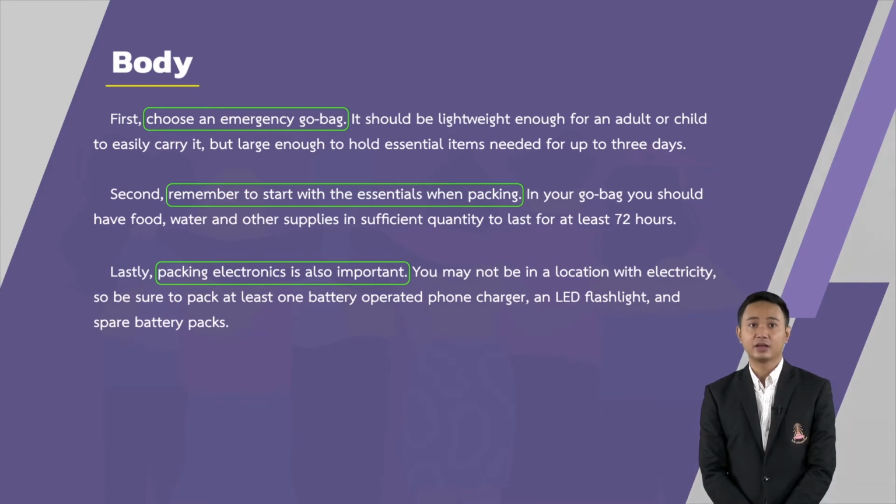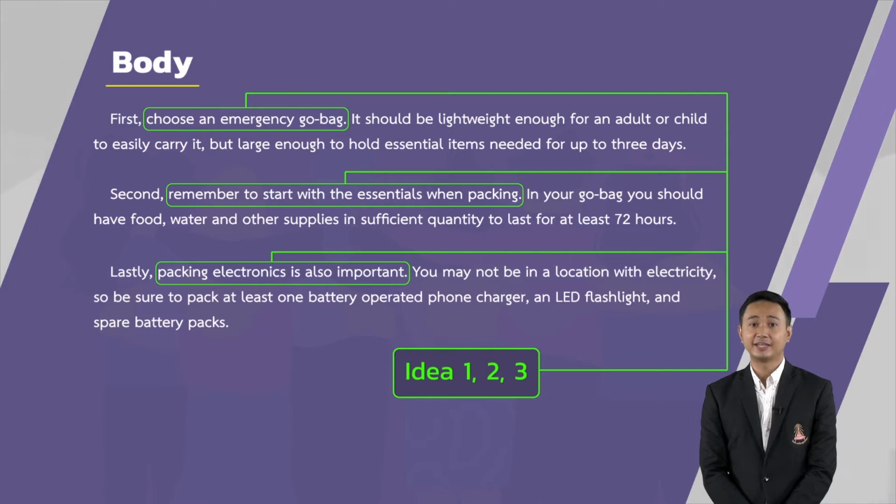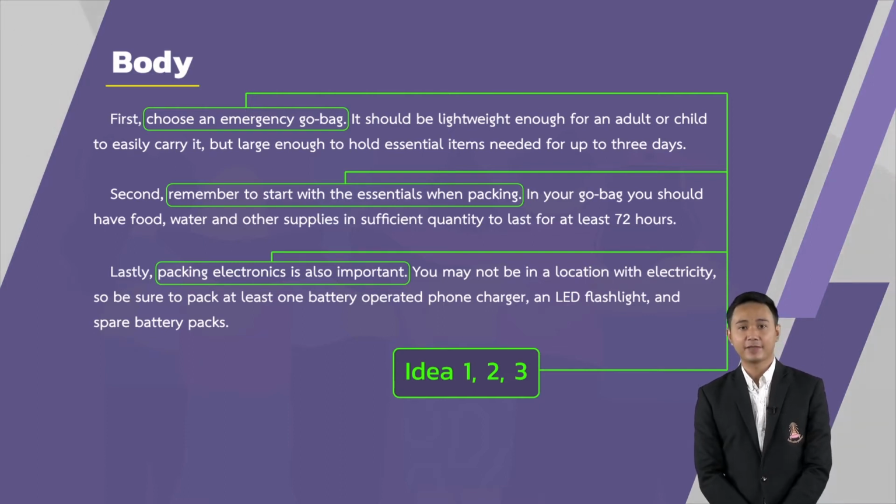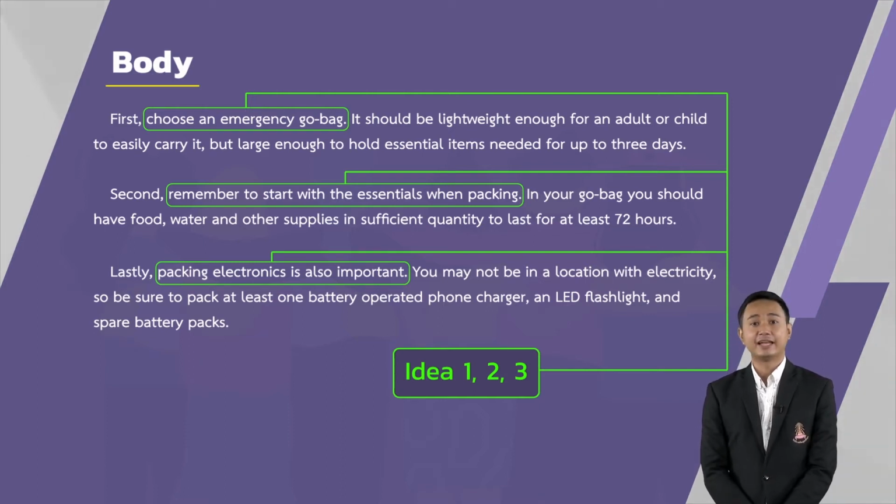Choose an emergency go bag, remember to start with essentials when packing, and packing electronics is also important. These three parts we call ideas. In some essays we may have only two or four, but generally we find three. And it's important to have order transition words to guide the reader. For example, first, second, third, or lastly.